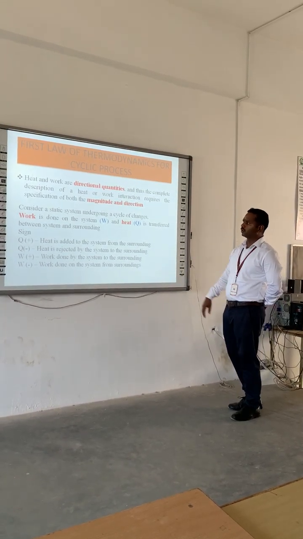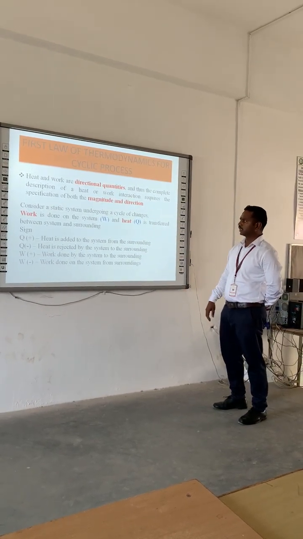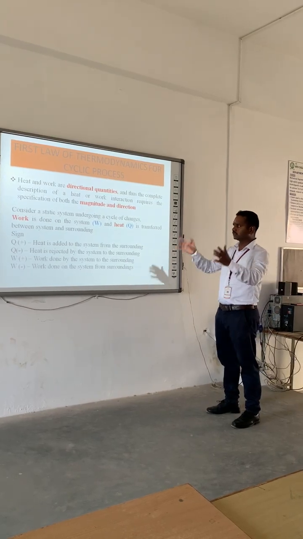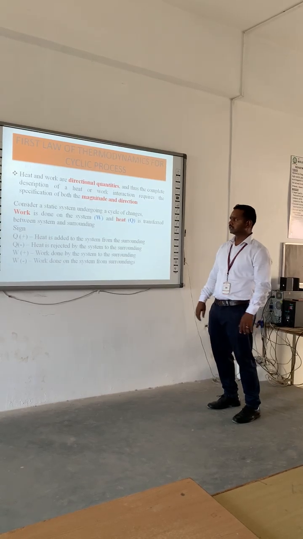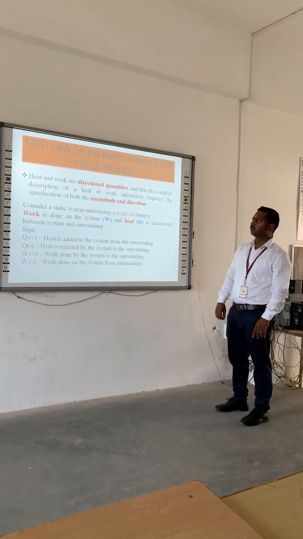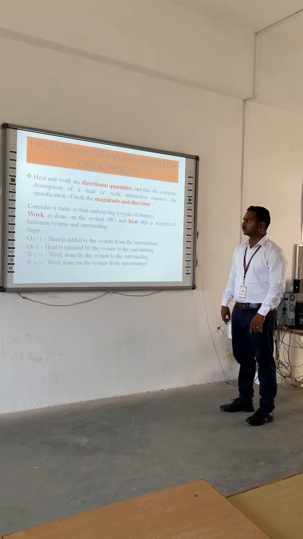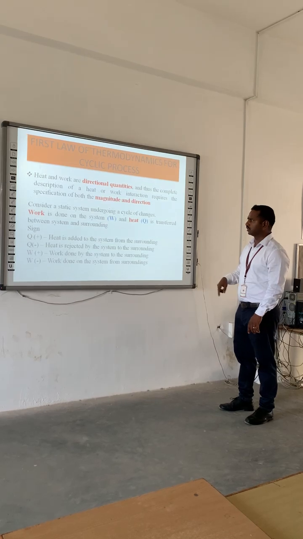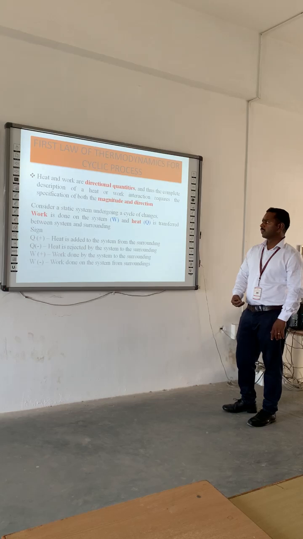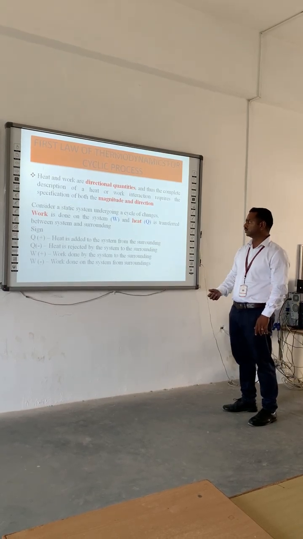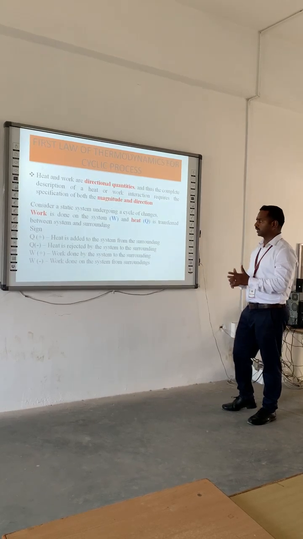Here we are going to consider a static system which is undergoing a cycle of change. Take a tank which is filled with water. To that tank add a stirrer which is connected to a wheel. Now continuously add work to the system so that the stirrer keeps rotating. Because of the rotation of the stirrer, heat is produced in the tank. Here we can take the tank as the system.